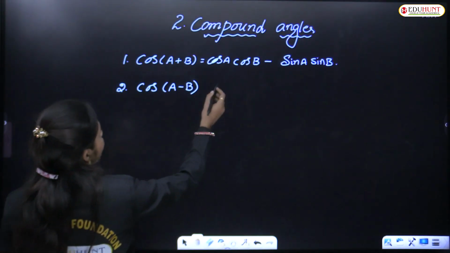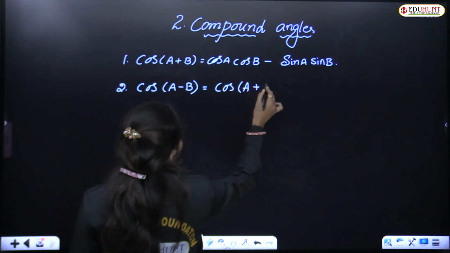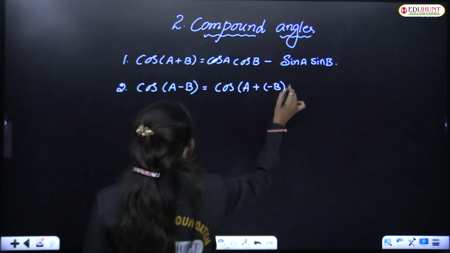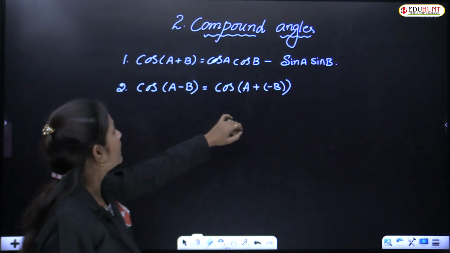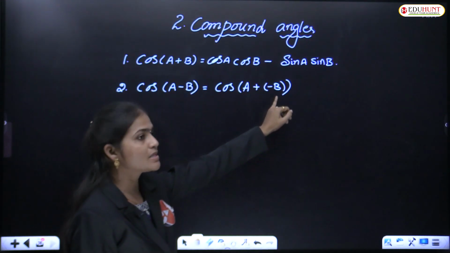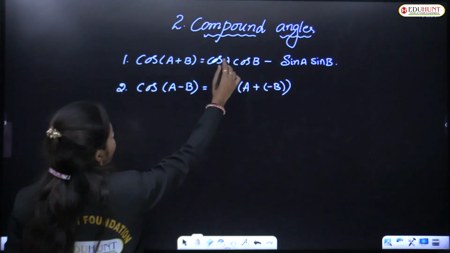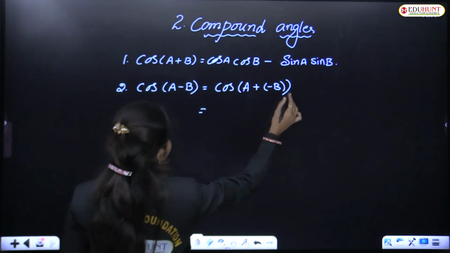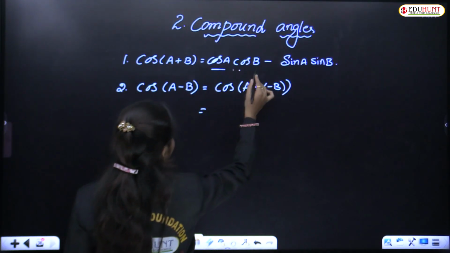So see here, cos of a minus b, we can write this as cos of a plus of minus b. Shall we write like this? Okay, why? Because we know the formula for a plus b. Now this is in the form of a plus b. B is a negative angle, we wrote it like that. Okay, so apply that formula here. Now this is in the form of cos of a plus b. So cos of a plus b formula, this one only, no?